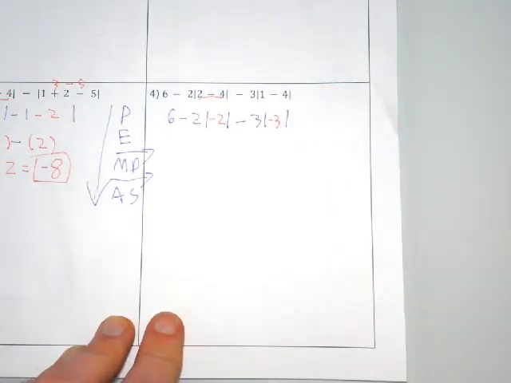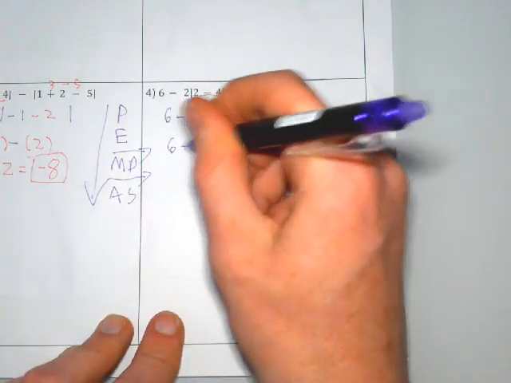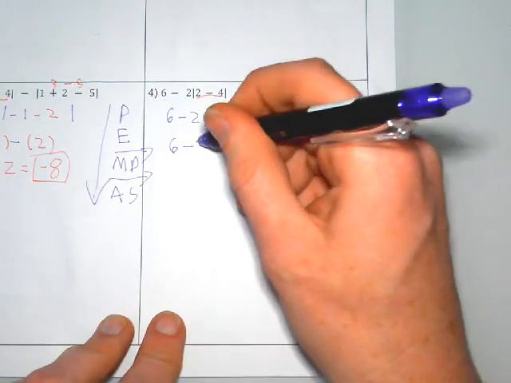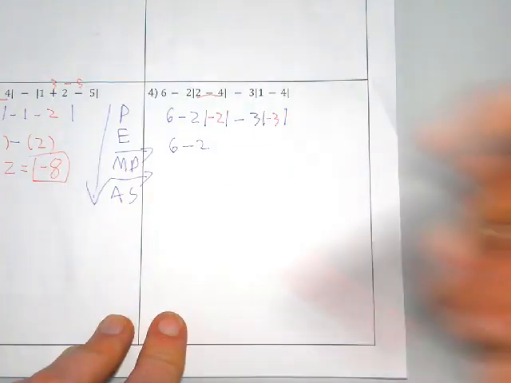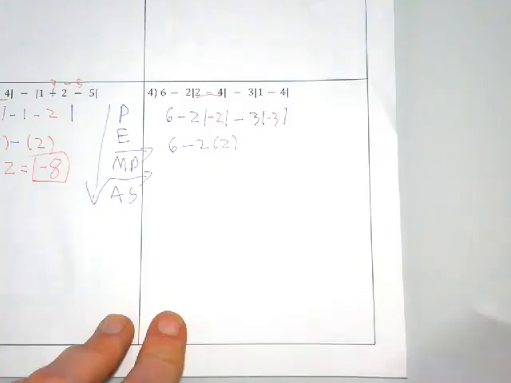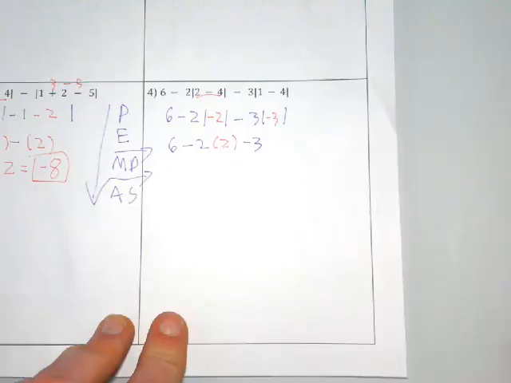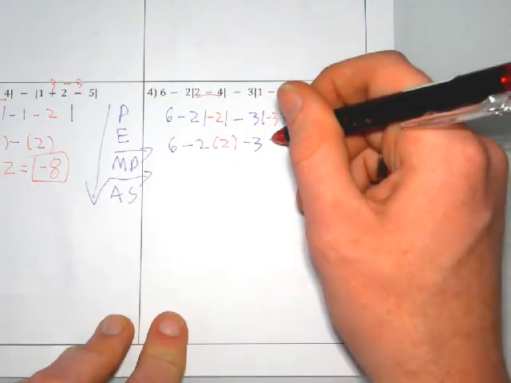Now that we've simplified the inside of our parentheses, we apply our absolute value. So I have 6 minus 2. The absolute value of negative 2 is positive 2. Because again, the absolute value of any number is a positive. Minus 3 times the absolute value of negative 3 is positive 3.